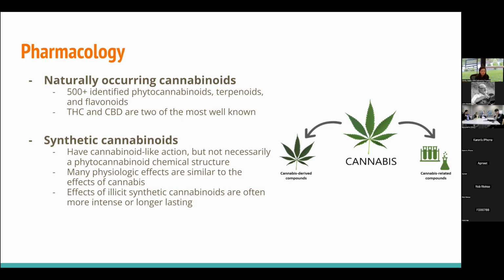And as we know, plants can be grown to have different concentrations of THC and CBD. Synthetic cannabinoids have a cannabinoid-like action, but not necessarily the same phytocannabinoid chemical structure. They have many of the same physiologic effects similar to cannabis, so the plant itself, but the effects of the illicit synthetic cannabinoids are often more intense or longer lasting, and that's probably due to the higher THC concentrations that are occurring over time.